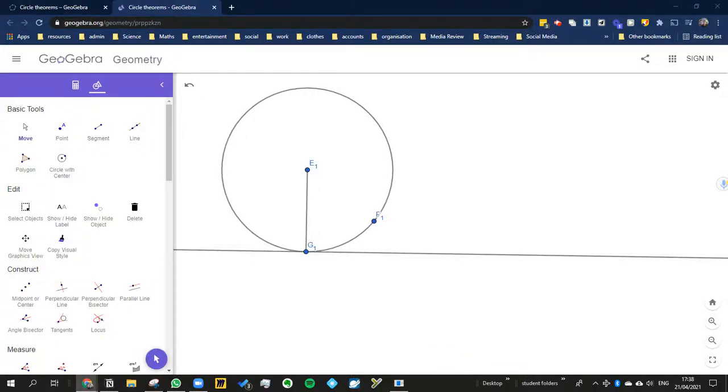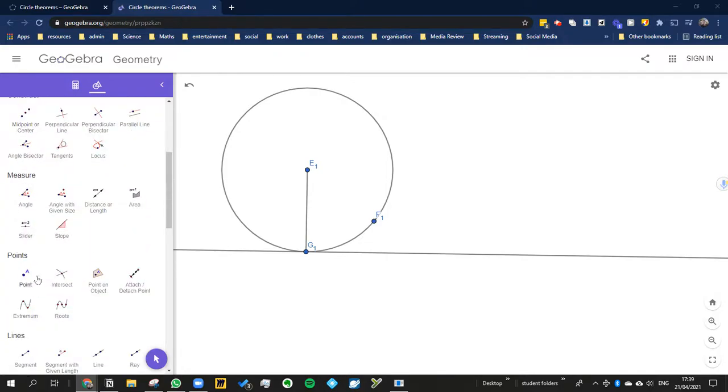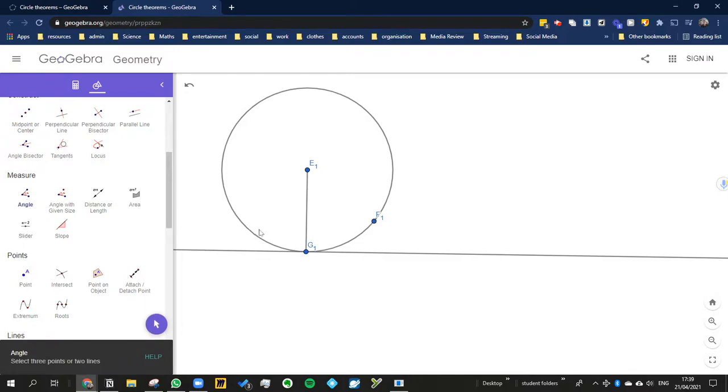Right, so what I'm going to be doing in this video is I'm going to try to show that the angle E1 to G1, E1 G1 and to this line here is always 90 degrees. So a line from the center to a tangent of a circle, that angle is always 90 degrees. Now it's going to look like 90 degrees, isn't it? But we need to kind of prove it. But let's just use our tool here to measure it.